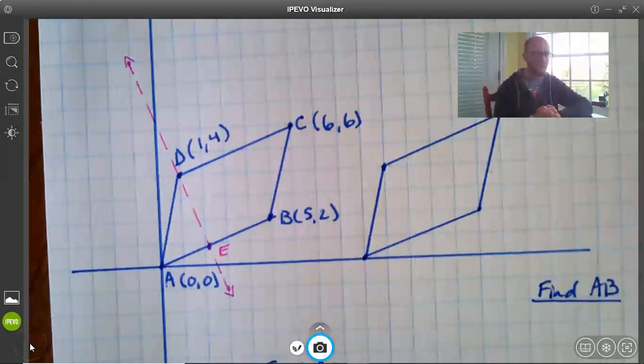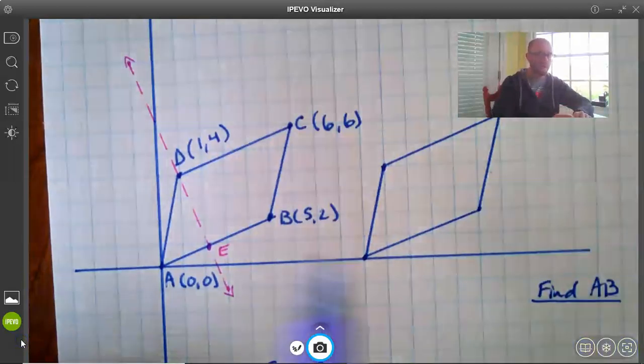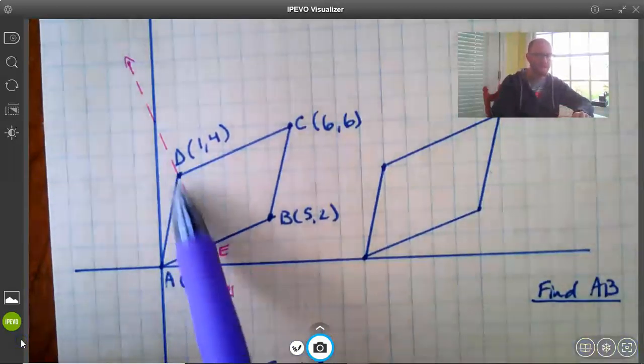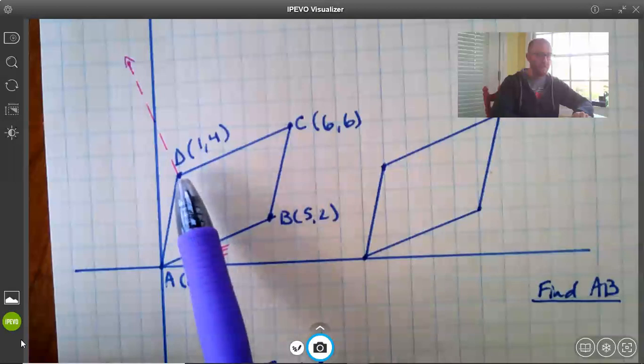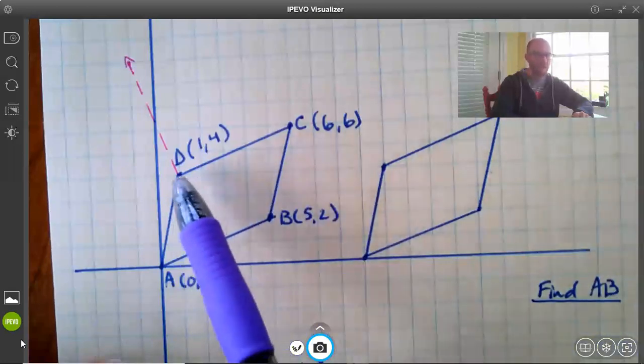Alrighty, we're going to find the area of a parallelogram. As usual, we're going to do it the hard way first, and then afterwards, we'll do it the easy way. Anyway, the hard way is to use the formula for the area of a parallelogram, which is base times height.